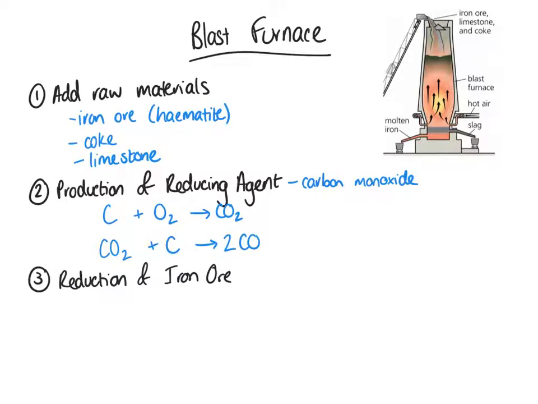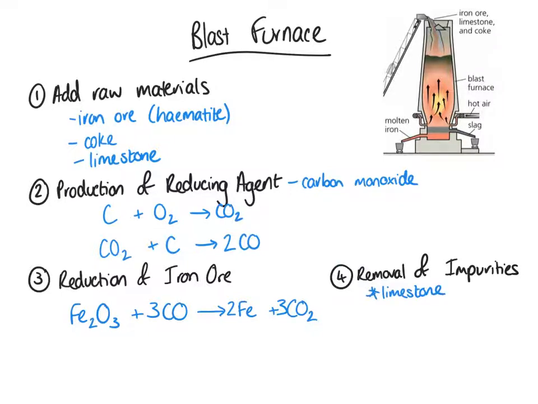Our third step then is the reduction of our iron ore. Remember, our iron ore is mostly iron 3 oxide, which has a formula of Fe2O3. That reacts with our reducing agent, which is carbon monoxide, CO. The iron oxide is reduced to iron, which is Fe, and as a result, our carbon monoxide is oxidized to carbon dioxide. It steals the oxygen. Because we have 3 oxygens to remove from our iron oxide, we need 3 molecules of carbon monoxide. That produces 3 molecules of carbon dioxide. And we also produce 2 molecules of iron, since the formula of iron oxide is Fe2O3.